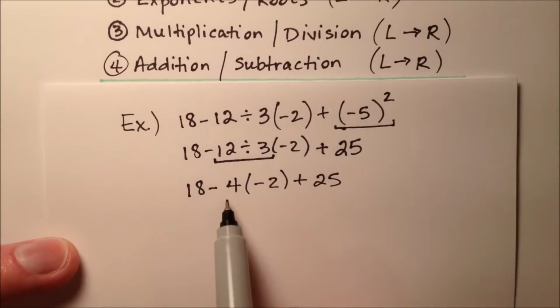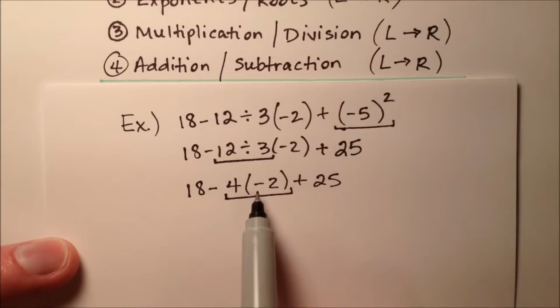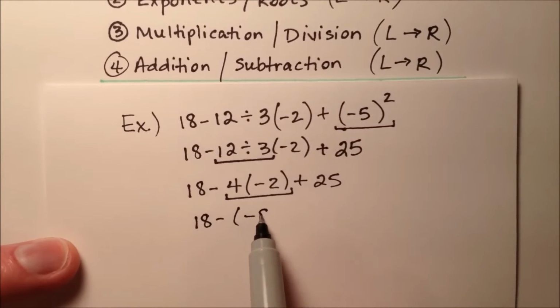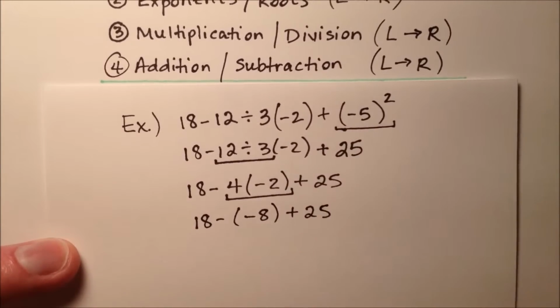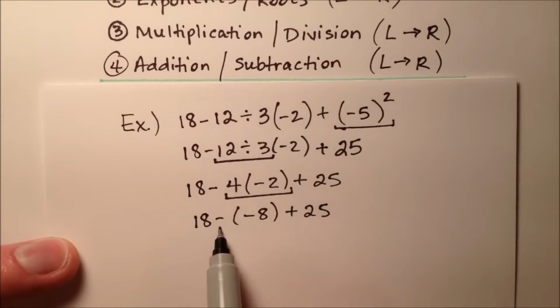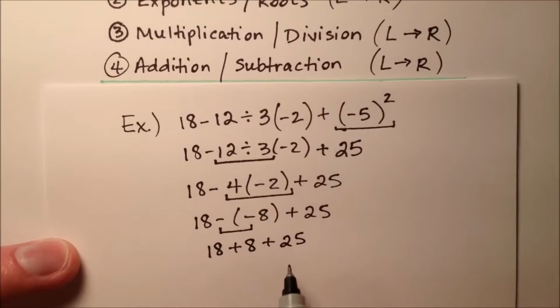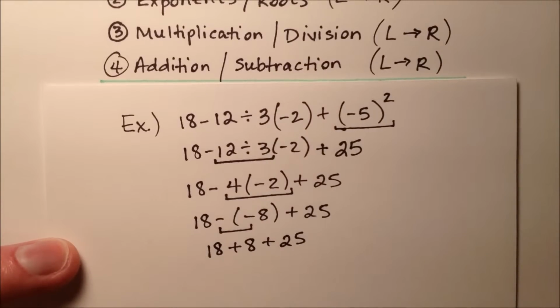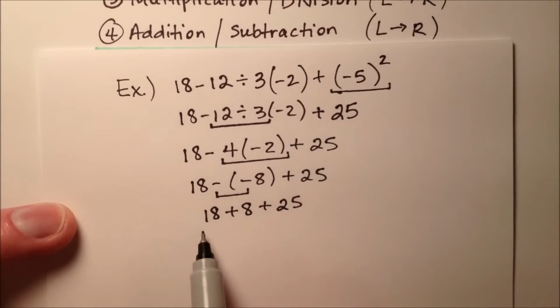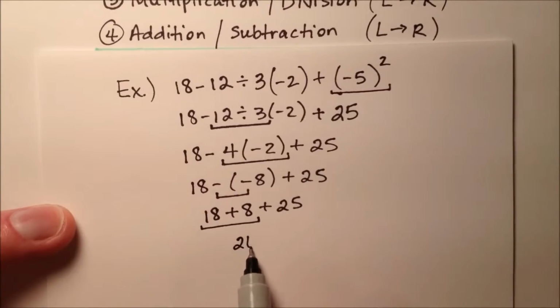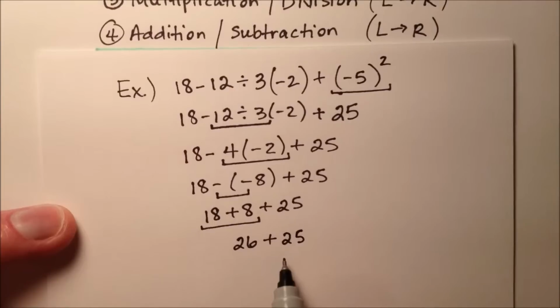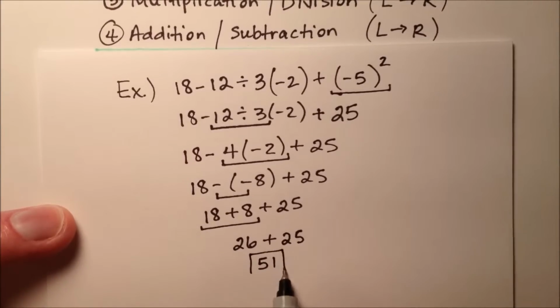Okay, continuing on, we have this multiplication that we're going to do, and 4 times a -2 is going to be a -8 plus 25. Well, when I have two negatives right next to each other like this, they're going to become a positive. So really this is 18 plus 8 plus 25. So now it's time for my addition and subtraction from left to right. Well, 18 and 8 together make 26, plus 25, and 26 plus 25 make 51. So in our first example, we have 51.